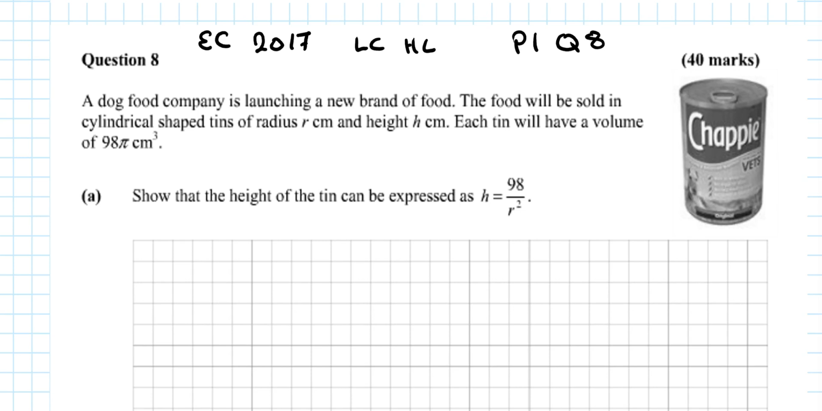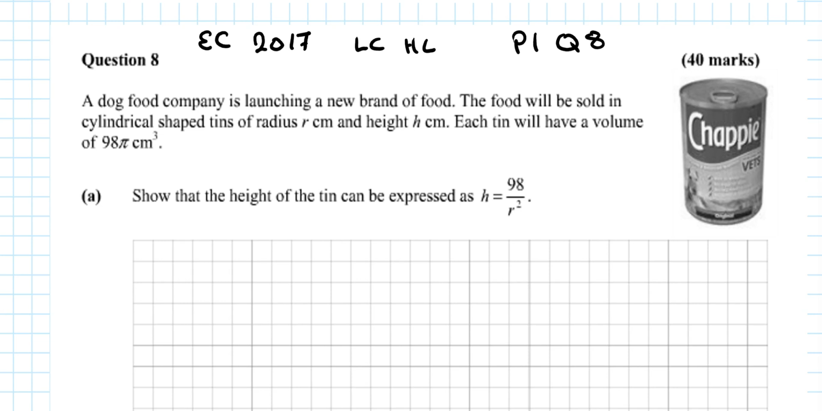Okay, so in this question, a dog food company is launching a new brand of food. The food will be sold in cylindrical shaped tins of radius R and height H. Each tin will have a volume of 98 pi centimeters cubed. Show that the height of the tin can be represented as H is equal to 98 over R squared.